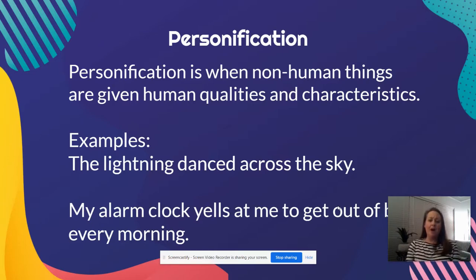Next, we have my alarm clock yells at me to get out of bed every morning. Now, we know that an alarm clock doesn't actually yell, so it's not an actual person, but that alarm clock is taking on those qualities like a person, but what it means is just the alarm clock is just really, really loud in the morning as I'm trying to get up.